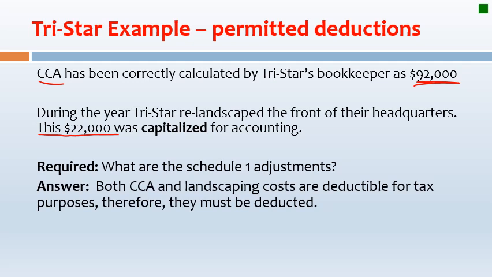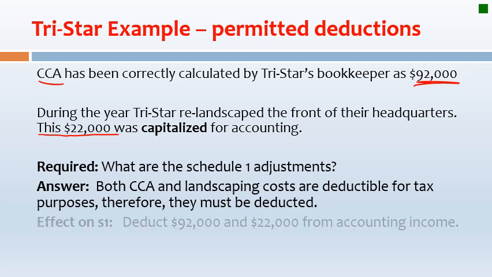Well, both the CCA and landscaping costs are deductible for tax purposes. Therefore, they have to be deducted. Well, I say they have to be deducted. They should be deducted. Again, CCA is a permissive deduction, so it never actually has to be deducted. But in all likelihood, a corporation would take that deduction to reduce their net income. So the effect on the S1 is you're going to deduct the 92 grand for CCA. You're going to deduct the 22 grand for the landscaping.